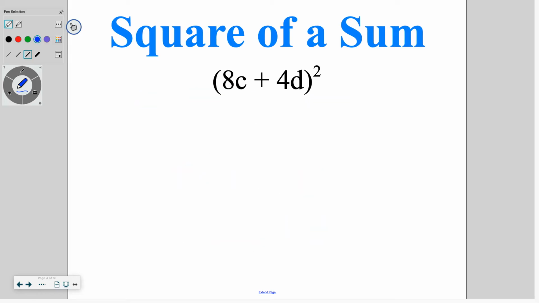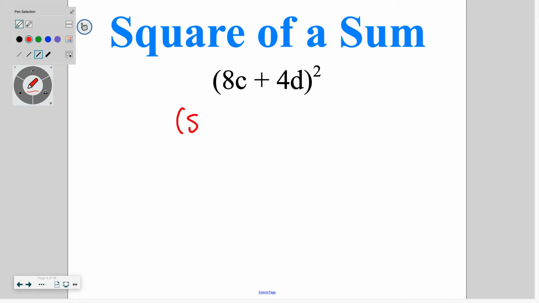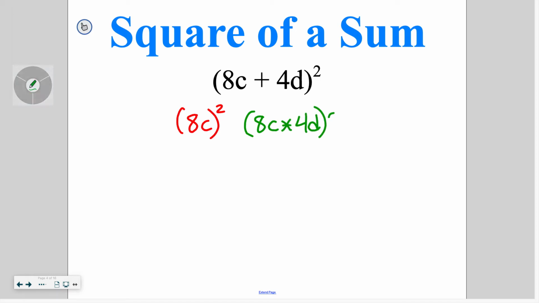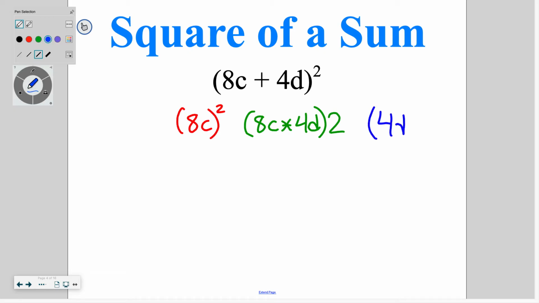So what does that look like when we have actual numbers? We've got 8c plus 4d squared. I would say that first term, 8c, needs to be squared. For the middle part, I need 8c times 4d times 2, and for that last part, I need 4d squared.